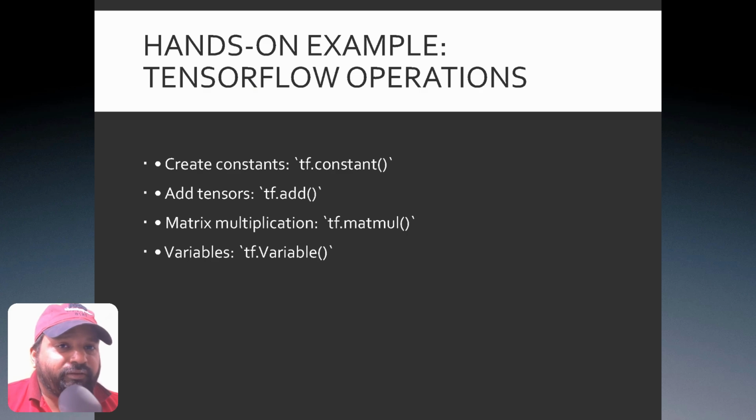Now we will see some hands-on examples of TensorFlow operations. For creating a constant, we can use tf.constant. For adding tensors, we can use the tf.add function. For matrix multiplication, we can use the tf.matmul function. And for variables, we can use tf.Variable. We will do each and every hands-on in the next session. In this session, we are only introducing you to the TensorFlow basics.